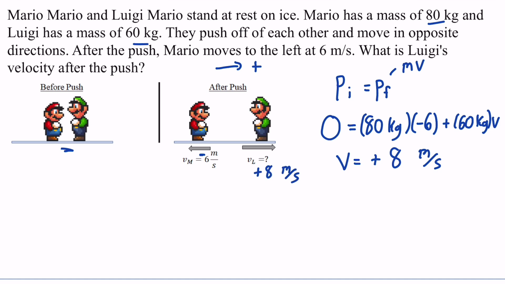Now, if I go ahead and solve mv for either one, I'll get that Mario has a total momentum of -480 kilograms meters per second to the left after the collision. And then Luigi has a momentum of +480 kilogram meters per second to the right after the collision. So here, even though the initial momentum was 0, it's still conserved because after they push, their momentums cancel out and add up to 0.